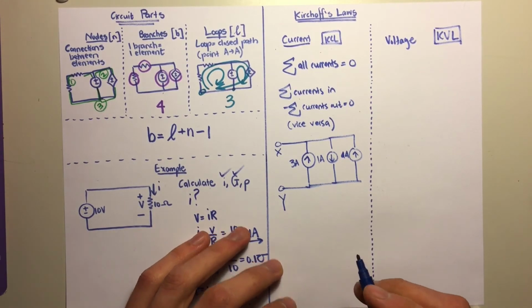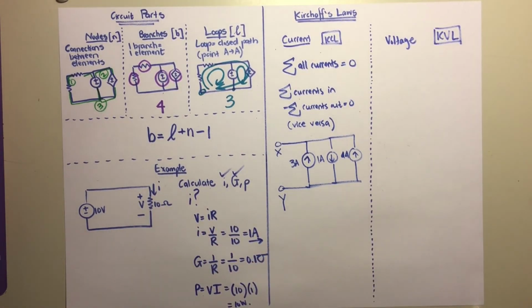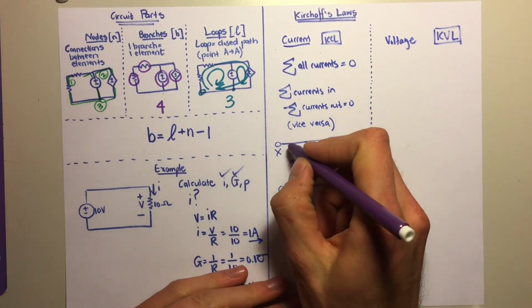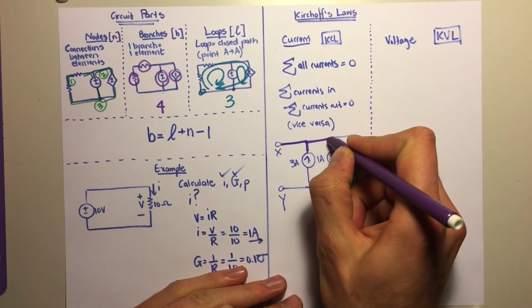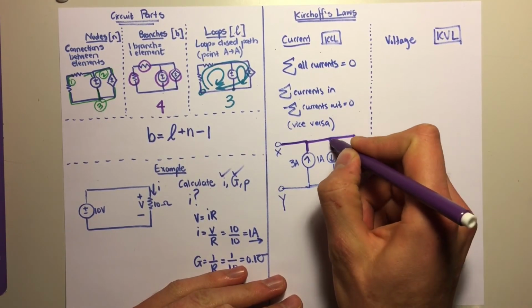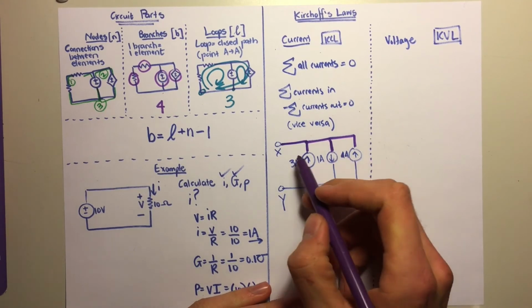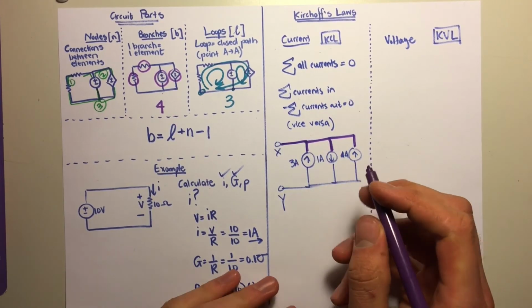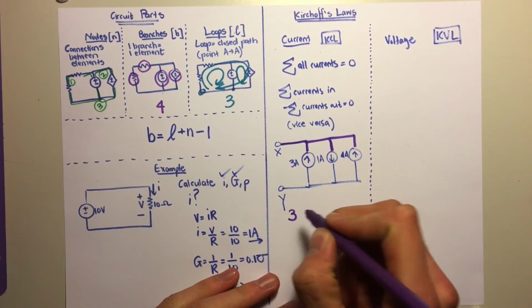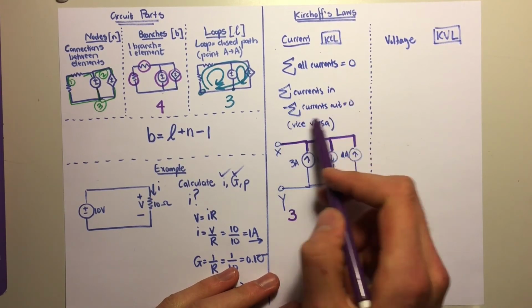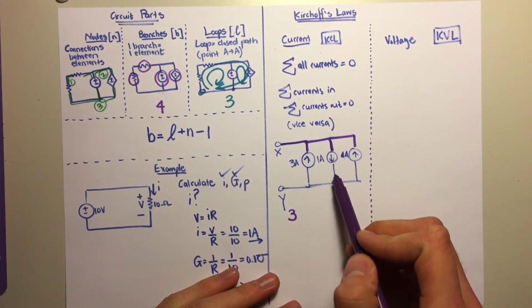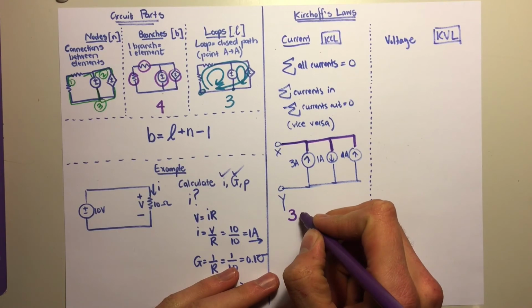Okay, so what can we say about this? Well, let's first find our node. So this is a single node here, and all these currents are coming into this node. So we just said that the sum of all the currents must be equal to 0. So we are going to prove that it's equal to 0. So what's coming into this node? Well, 3 amperes is coming in. We're going to take what's coming in as positive. Then 1 ampere is going out.